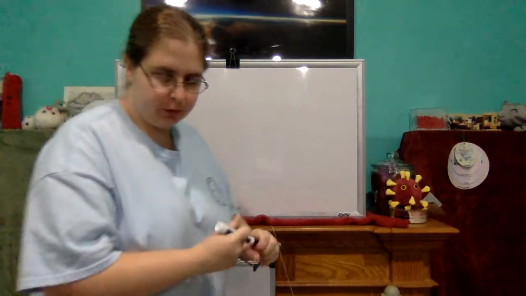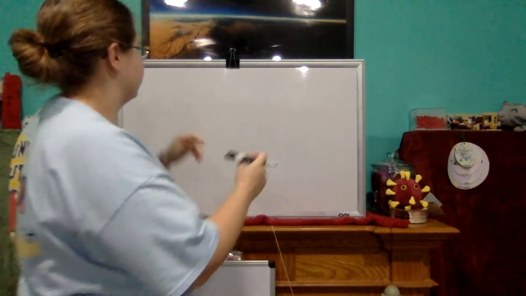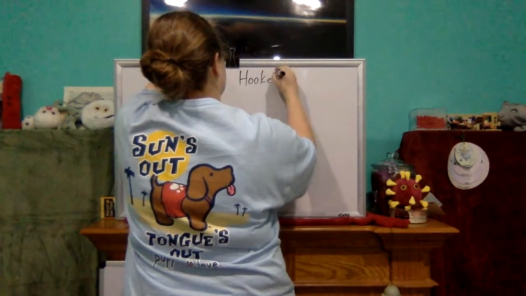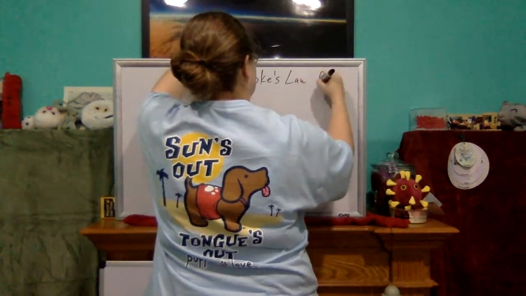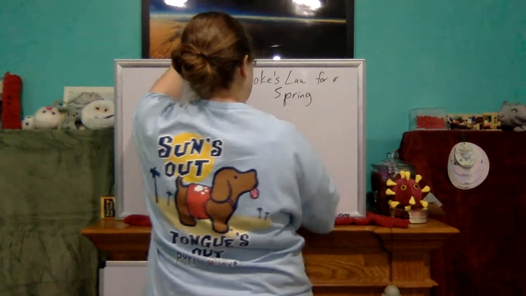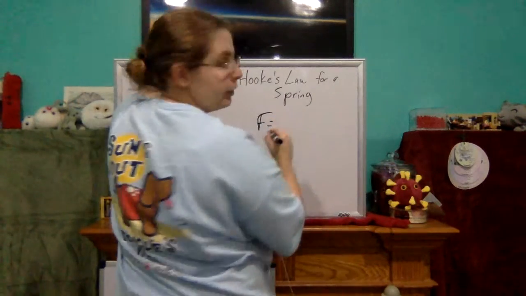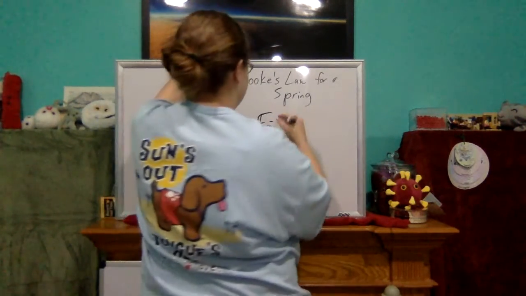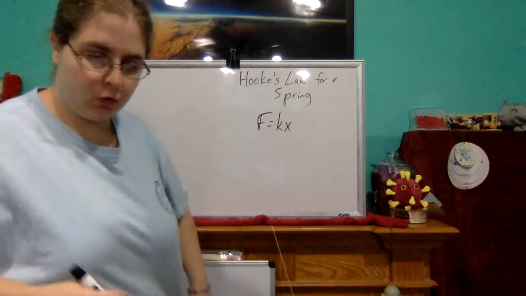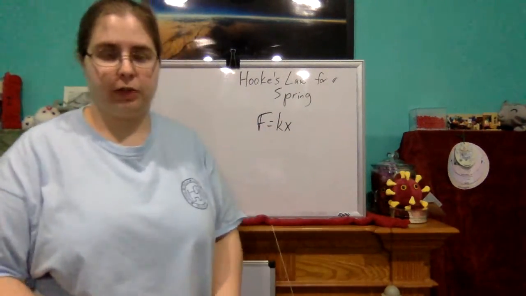So today we're going to talk about Hooke's law for a spring. According to Hooke's law for a spring, we have an equation. This is Hooke's law, and that is force equals the spring constant times the displacement, or the change in the length of the spring.